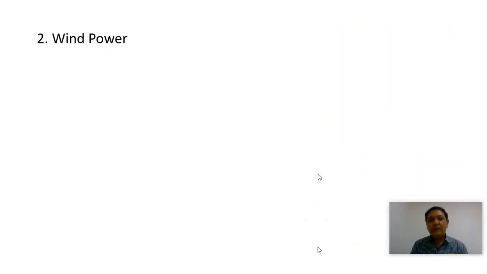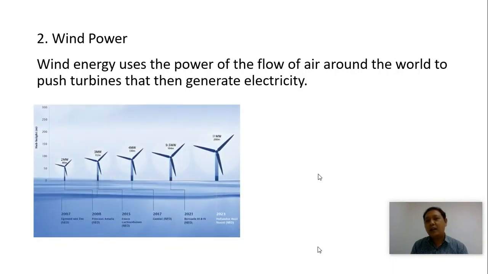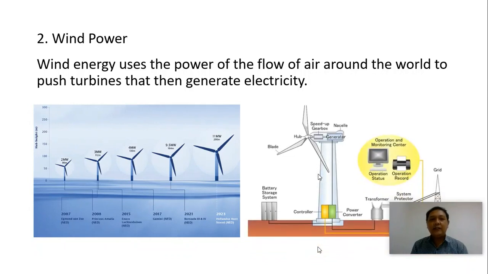Number two, wind power. Wind energy uses the power of the flow of air around the world to push turbines that then generate electricity. We can see the picture. On the left hand is the turbine and on the right hand is the power converter and controller. Okay, we go to the next slide.